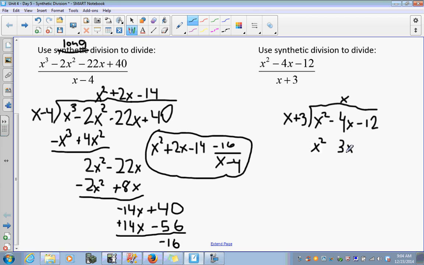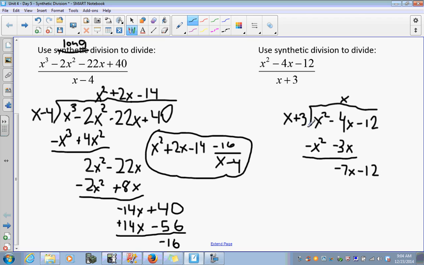Okay. Draw a line. Since these are both positives, I need to switch the signs. This is going to become a negative. This is becoming a negative. X squared minus x squared cancels each other out. Negative 4x minus 3x is a negative 7x. And then I just bring down my negative 12 so I can continue my division.